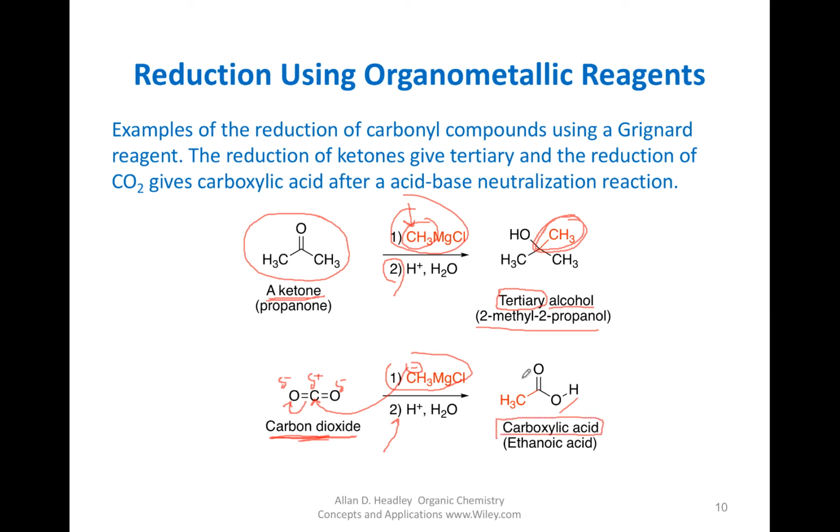But in this case, we have here one carbon from the Grignard reagent and one carbon from our carbon dioxide. That will become very important when we start looking at synthesis if you're trying to make a carboxylic acid.